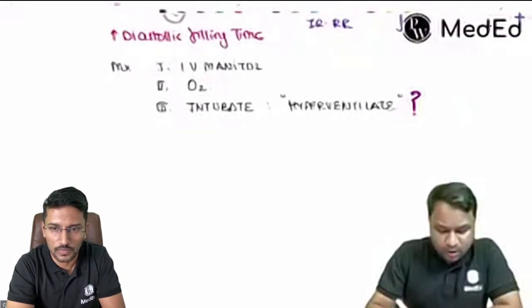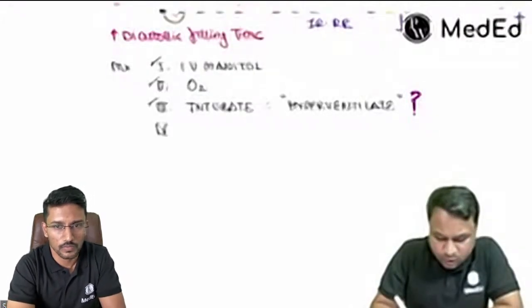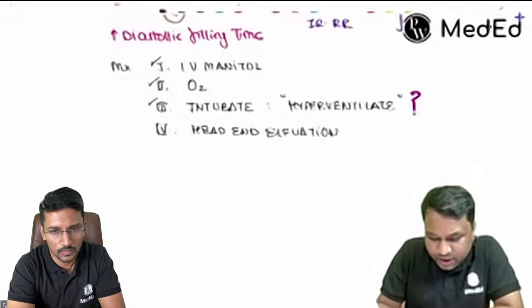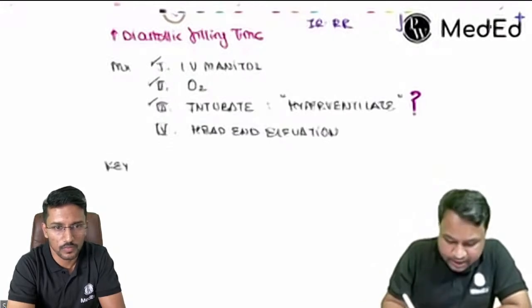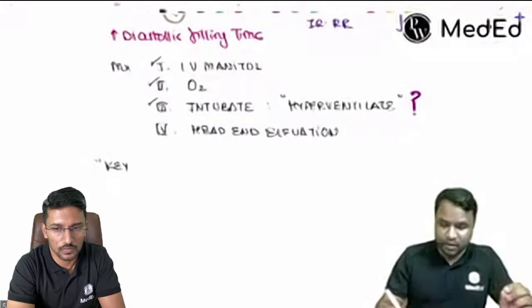Thank you, sir. So these are the components that we have. We start IV mannitol, oxygenate the patient, intubate. We have to do a head elevation, and you need to maintain your key parameters. That is an exam question. What are the key parameters that you have?